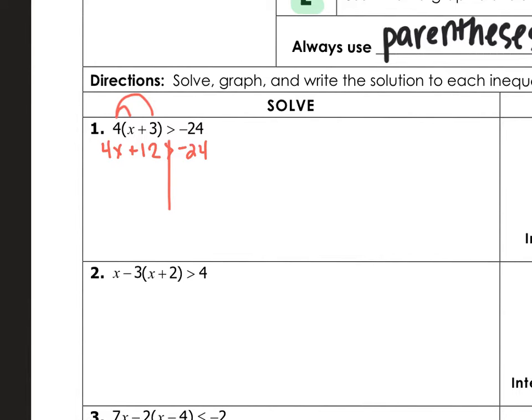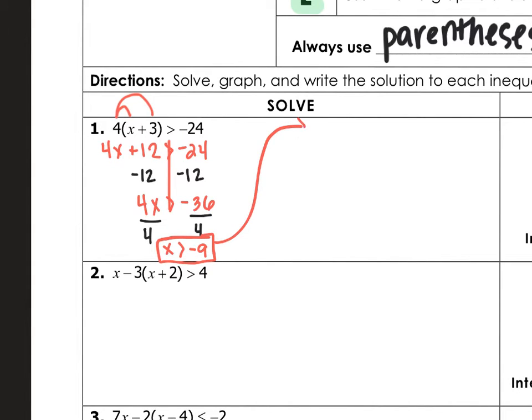So I want to get x by itself. I'm first going to subtract 12 from both sides. I'm left with 4x is greater than negative 36. Divide both sides by 4. I'm left with x is greater than negative 9.